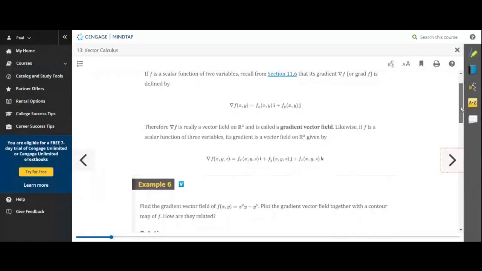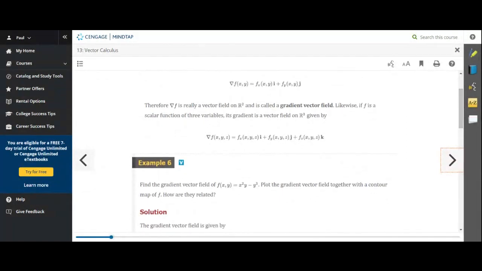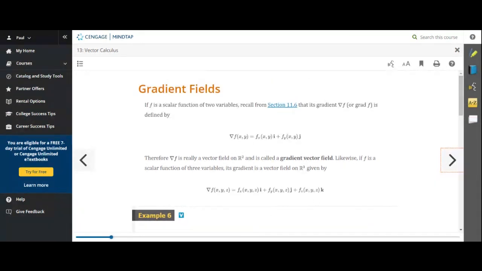Gradient fields. All right, so the gradient function can be written, well, you know how gradient's defined. Yeah, so a gradient field is given here. And really, a gradient of a function is itself a vector field. It is itself a vector field.